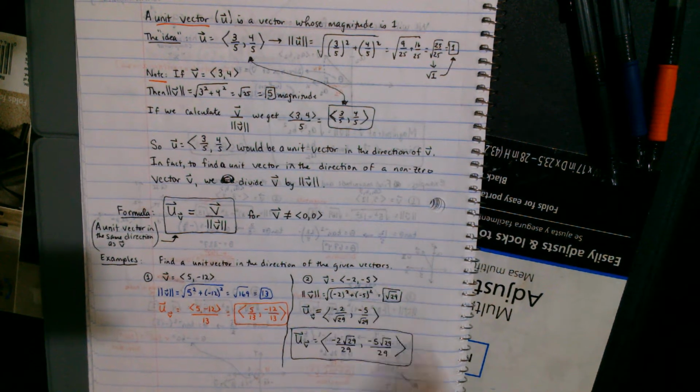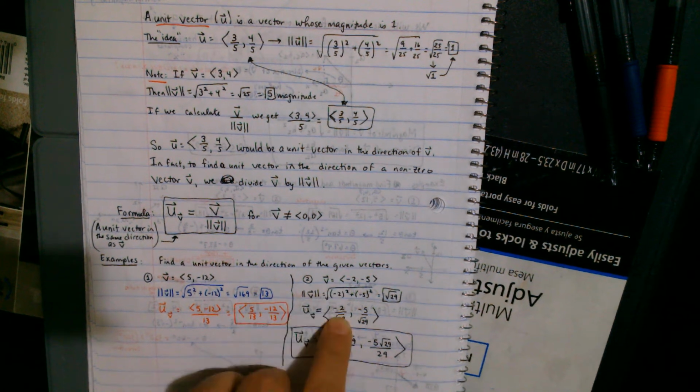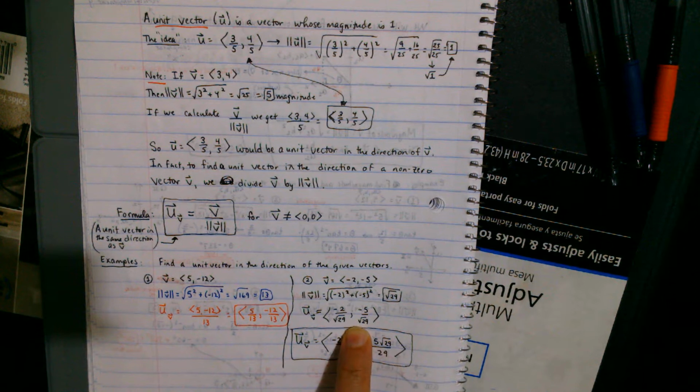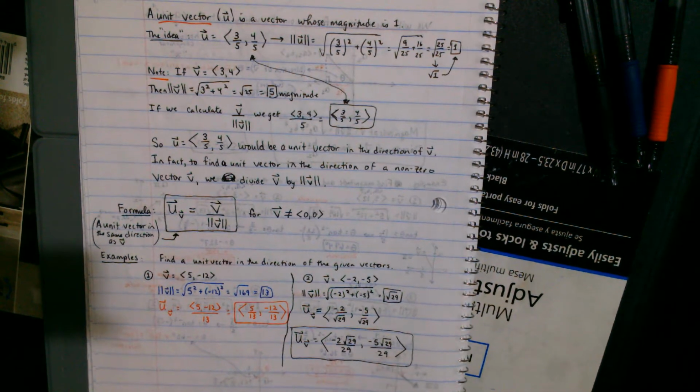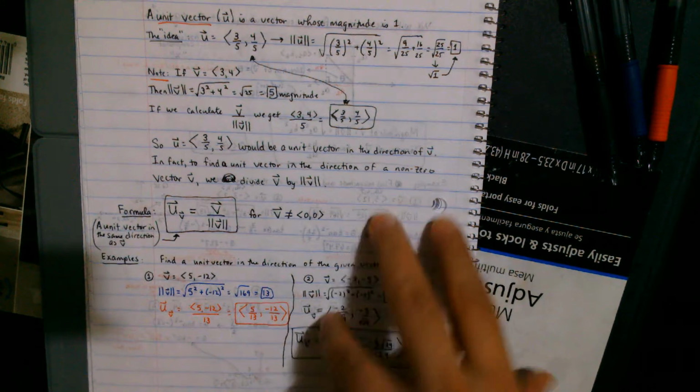Find its magnitude. Its magnitude will be the square root of 29. So take each number, each component, and divide by square root of 29. But you can't have square roots in the bottom, so you multiply the top and the bottom by square root of 29, and you get this result. So this is how you find a unit vector in the direction of a given vector v. You take the vector, you divide by its magnitude.